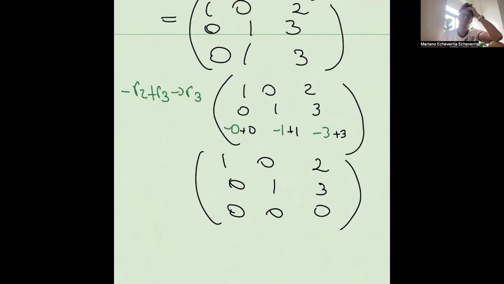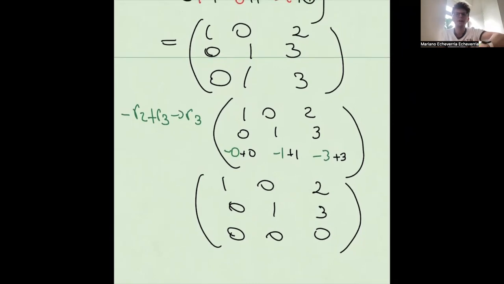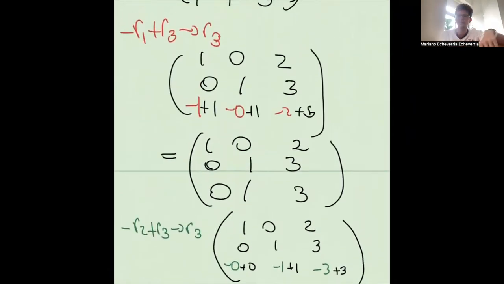So I know the second row plus the row 3 works here. So for example, if the row 1 also works for the row 3, can I just use, for example, negative R1 plus R3 if the first row works? I mean, if the first row had worked again, then yeah, you could have used it again.